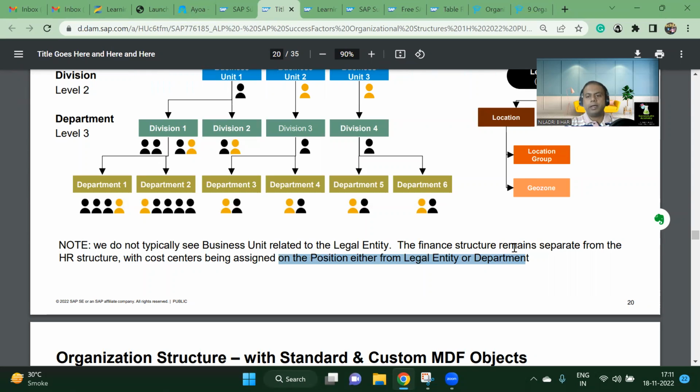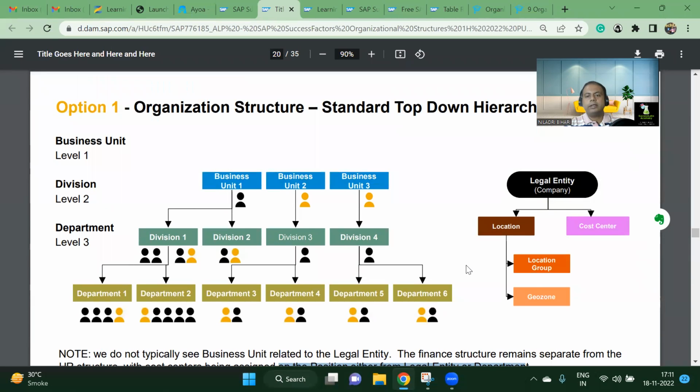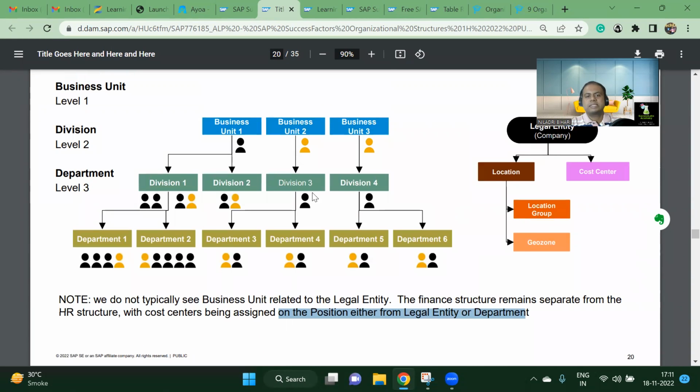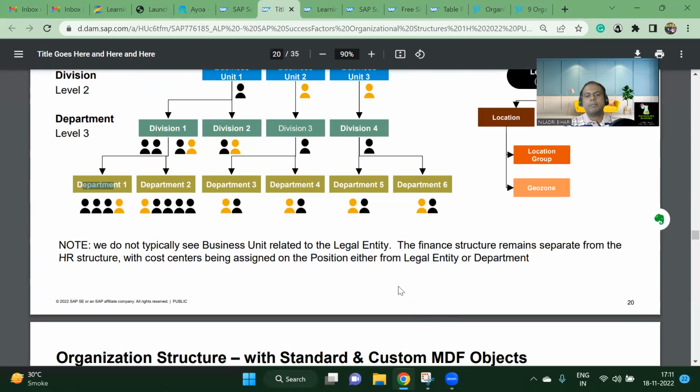The finance structure can remain separate from the HR structure, and the cost center can be assigned on the position, either from a legal entity or department. It's a very important point. Your cost center can still be assigned on the position, whether it is taken from the legal entity or from your specific departments, right? So we have to be very clear on this.